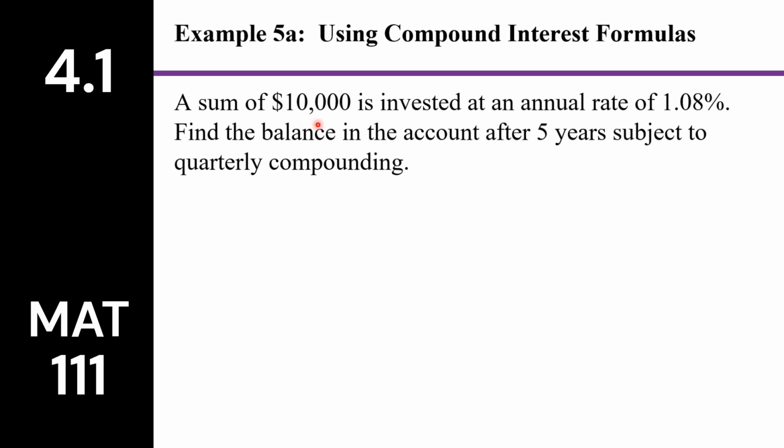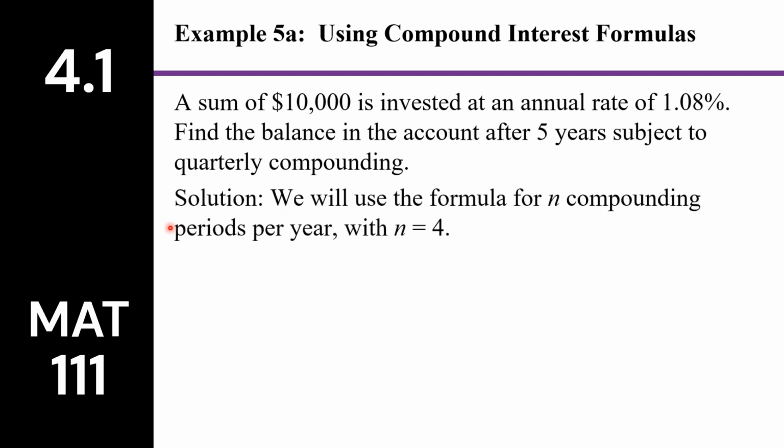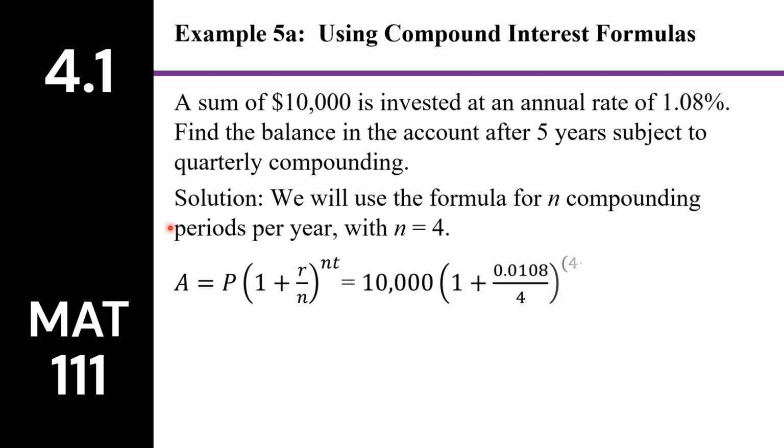We have $10,000 of principal that we're investing at 1.08%. We want to find the balance in the account after 5 years. It's compounded quarterly. So if it's compounded quarterly, there's 4 quarters per year, so n equals 4. The formula that we use when it's got compounding is as shown here.